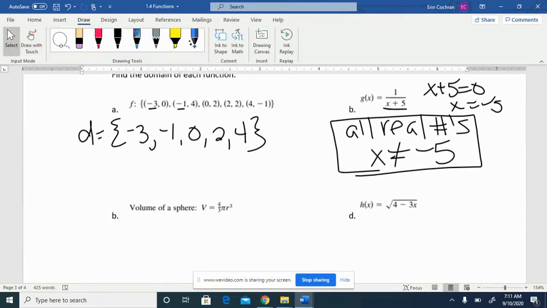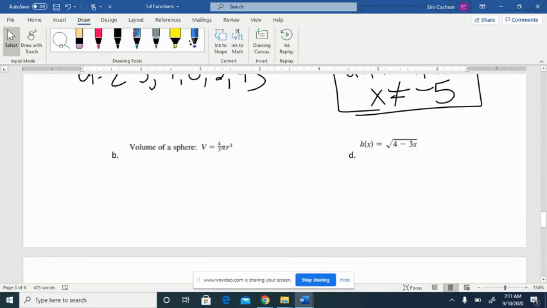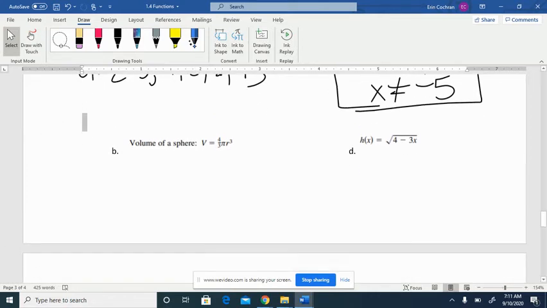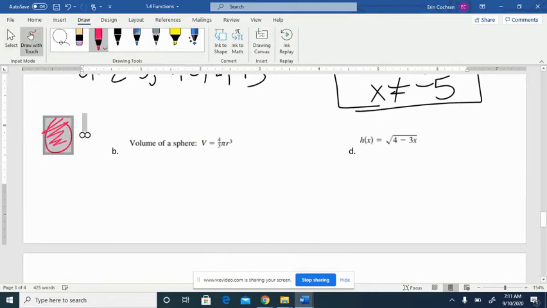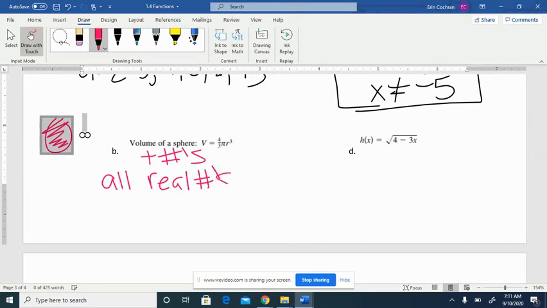So part B is the volume of a sphere. V equals 4/3 pi r cubed. When we're talking about volume, okay, volume is that space inside of my sphere, right? The space inside. So if it's talking about the space inside, we know it has to be positive numbers. We can't have a negative volume from that, okay? So since we're looking at a polynomial, we know it's going to be all real numbers, except we can't include negative numbers because volume has to be positive, okay?